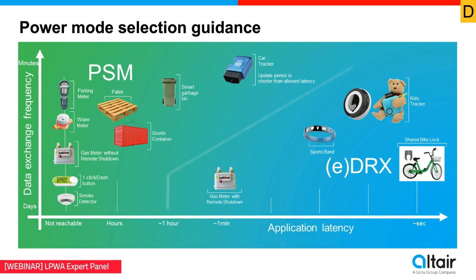The other kind of devices are those metering applications, which basically push the data to the network. It could be a parking meter, a water meter, some gas meters, definitely devices like the Amazon Dash button or smoke detectors. Those devices are never reachable by the network, and all the traffic is initiated by the device itself.